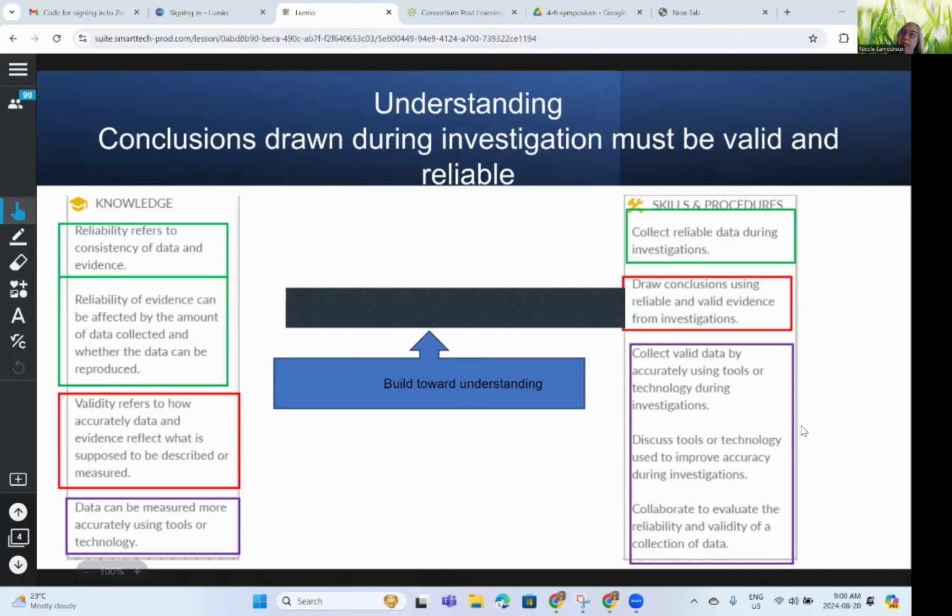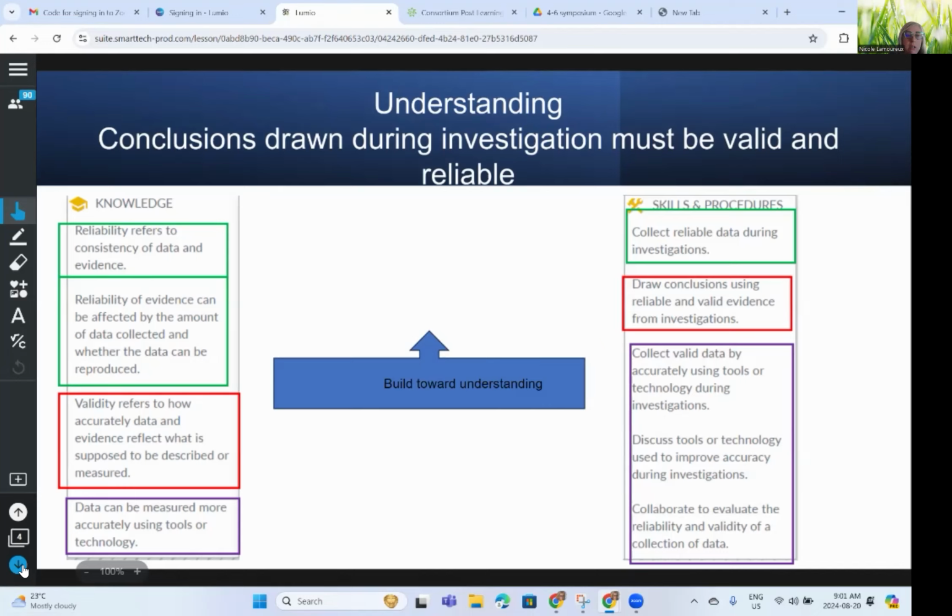Collaborate to evaluate the reliability. So that could be after, hint, hint. Okay, so that one's actually the same as what we just saw. So I'm just going to go on to the next screen.